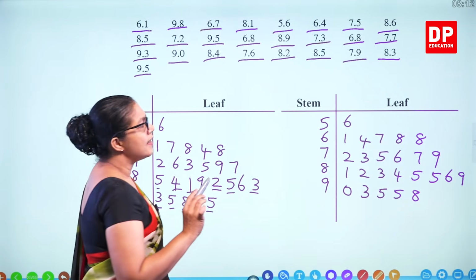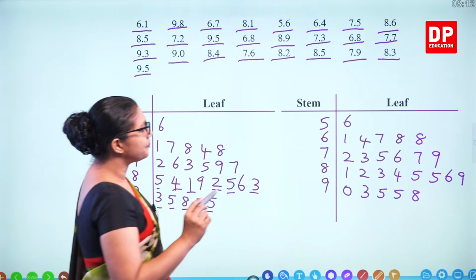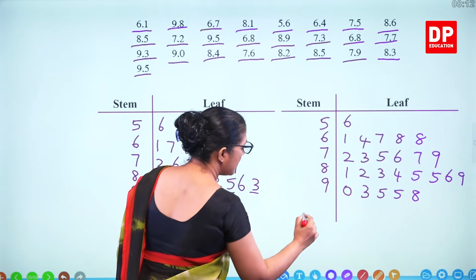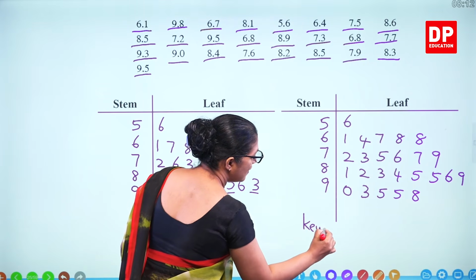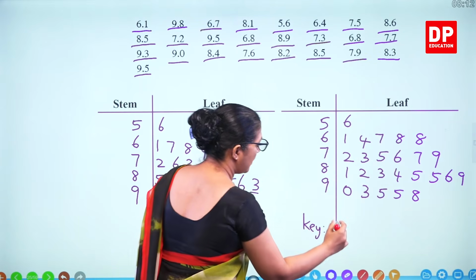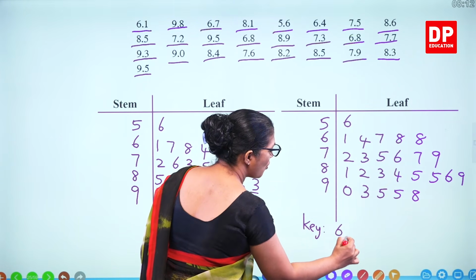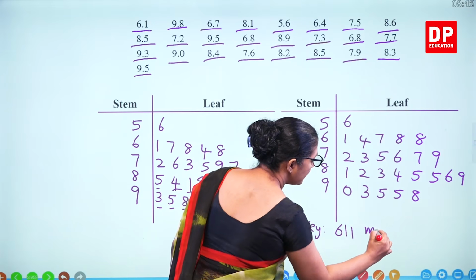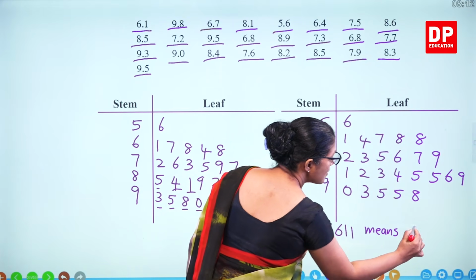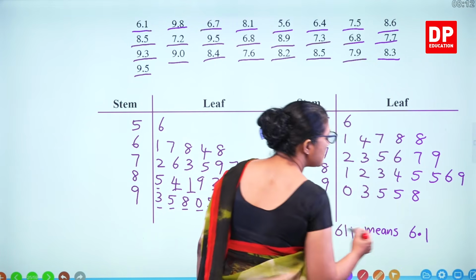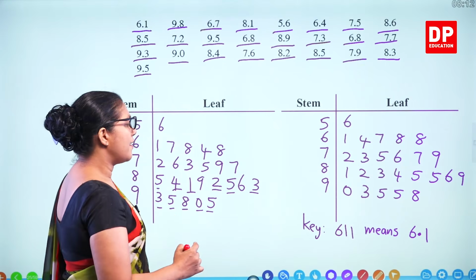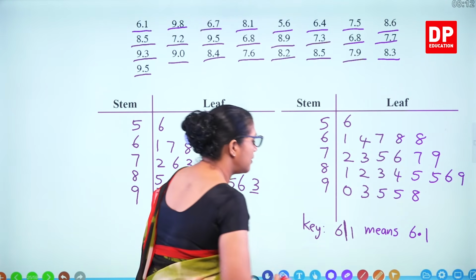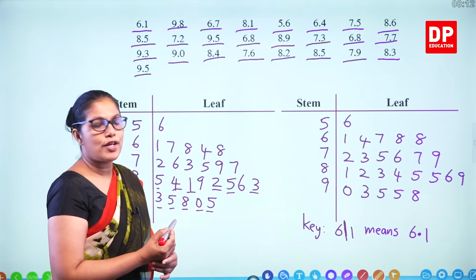So this is the stem and leaf diagram. You can write down the key. I can take any number here, 6 stroke 1. 6 stroke 1 means 6.1. These are decimals, so 6 stroke 1 means 6.1.